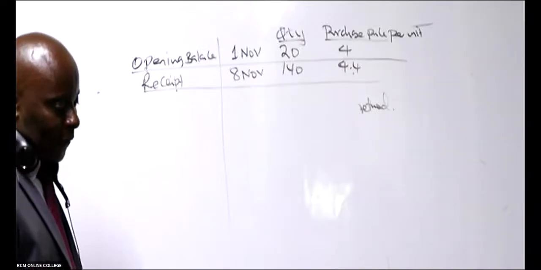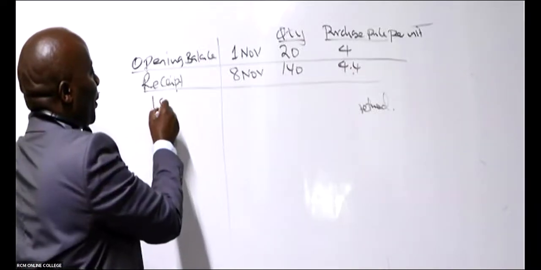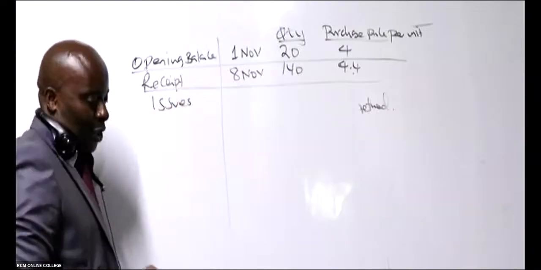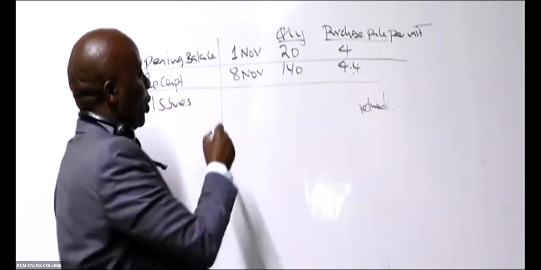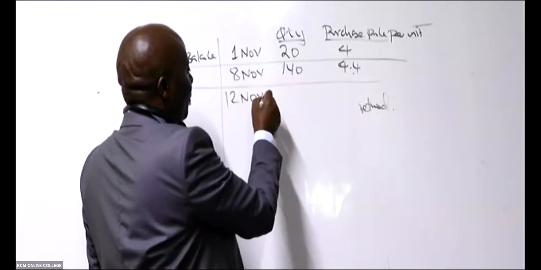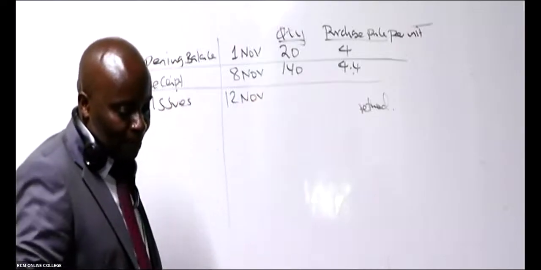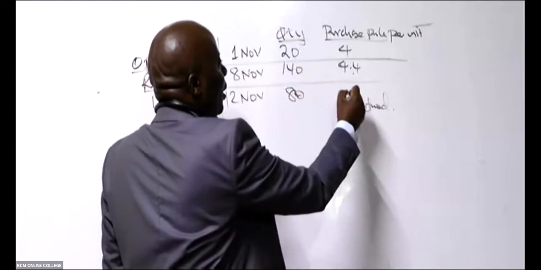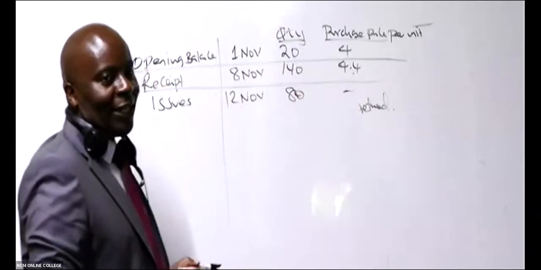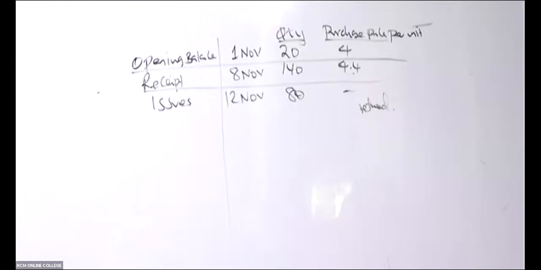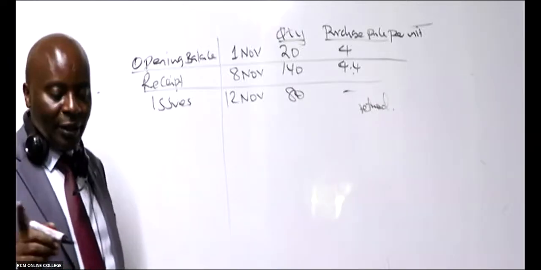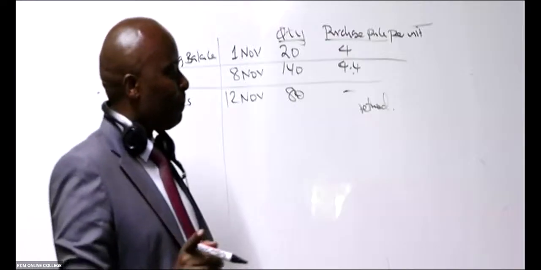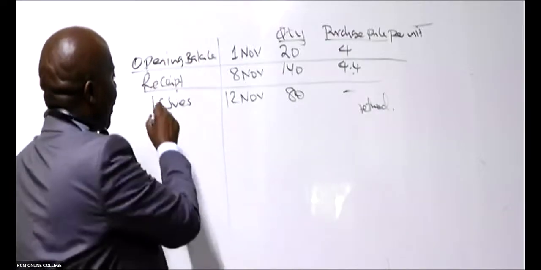Then we had the issues. So issues, that was on the 12th of November. We issued 80. So whenever you're issuing, the purchase price cannot be given. And if it's given, it is irrelevant. We go to the next one.